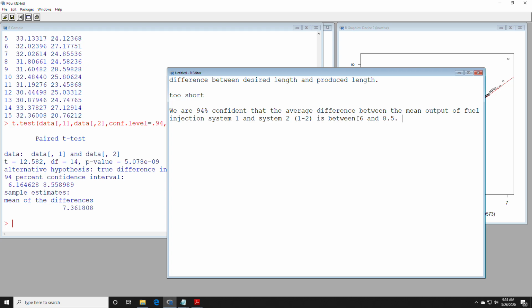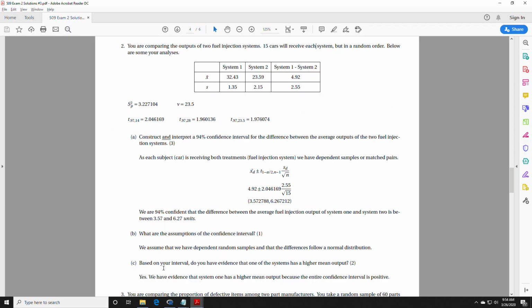Okay, so clearly the entire confidence interval is positive, so that must mean system 1 had the higher average fuel output. And assuming that that's a good thing, then we would have evidence that fuel injection system 1 is better. Okay.